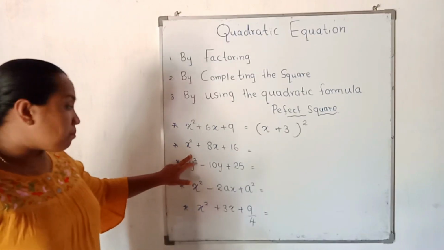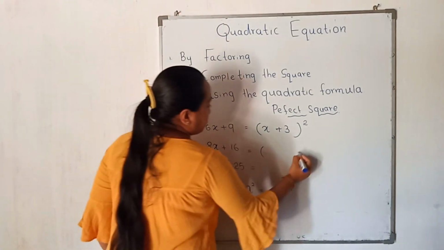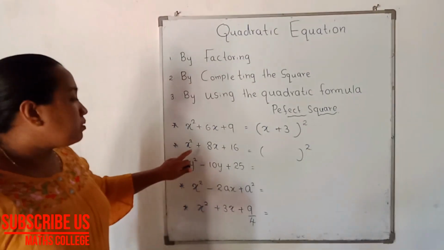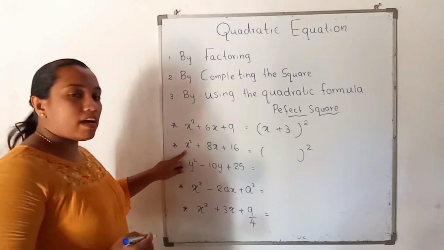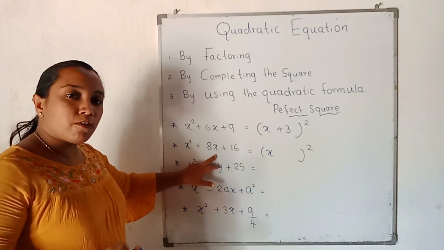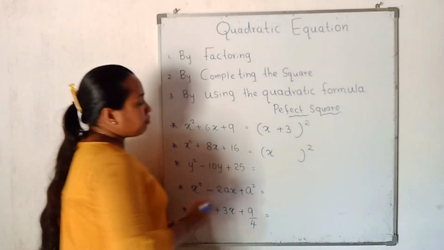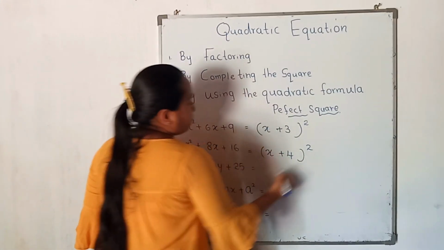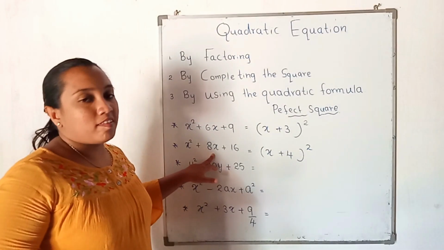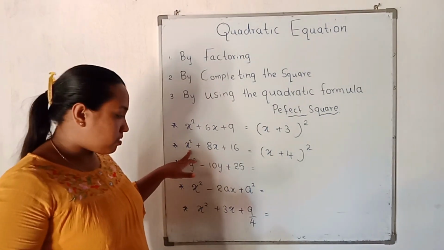Go through the second example: x squared plus 8x plus 16. Put it into a bracket first, squared. Here the quadratic expression is built up using x. Take x from the x squared. After that, the coefficient of x is 8. Plus 8 divided by 2, the answer is 4. When we expand this perfect square, we can get this quadratic expression. The reverse of this one is this quadratic expression.